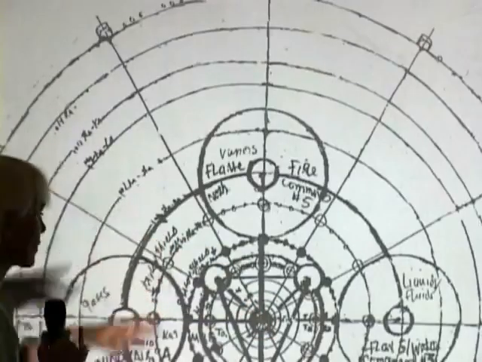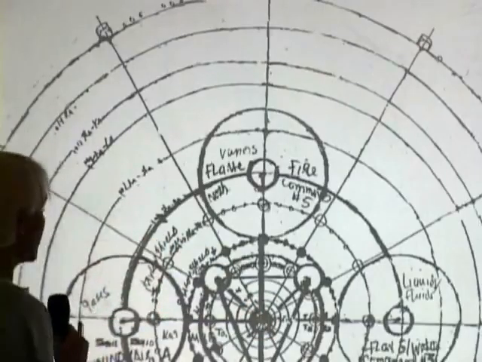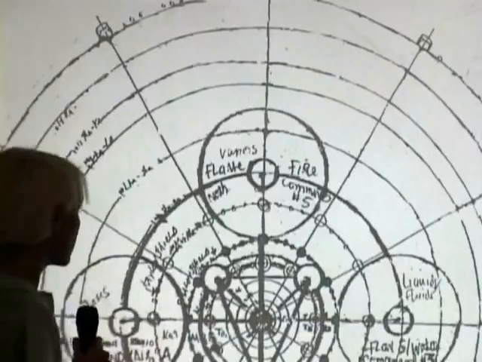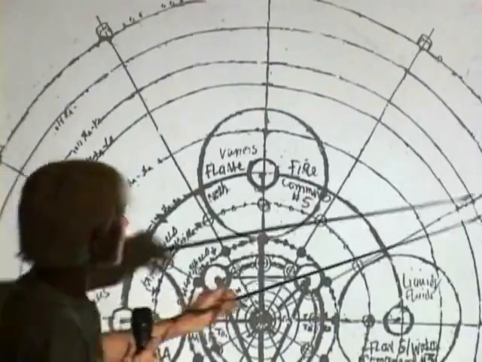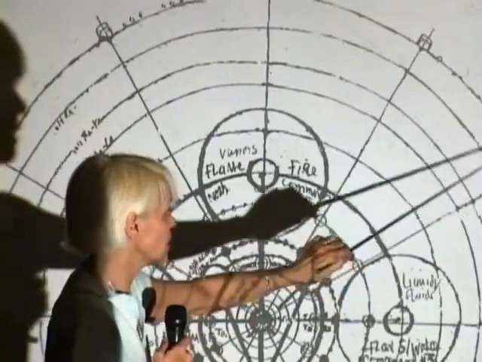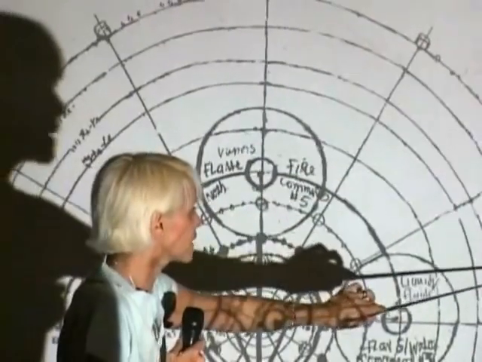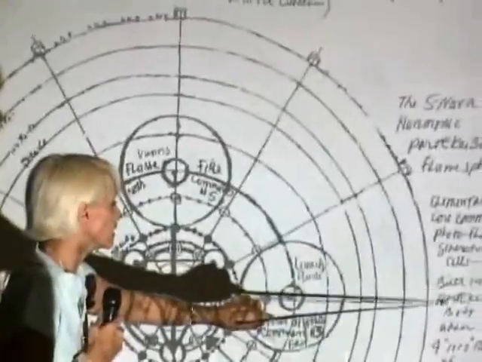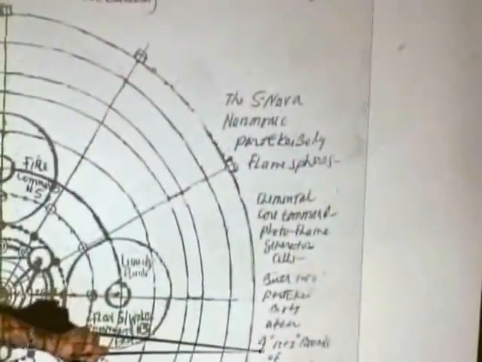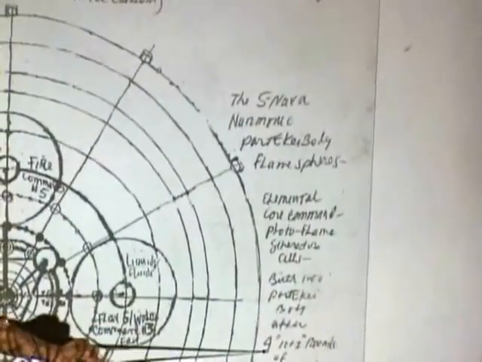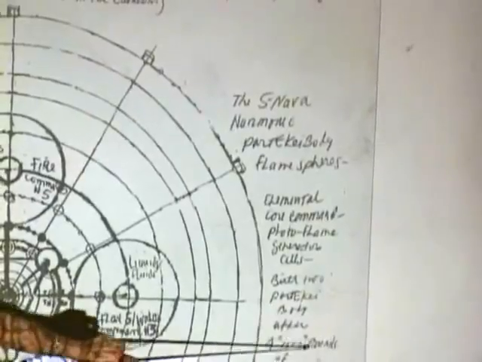And what bursts out first after that is the first four. They're called the harmonic Partiki body flame spheres, or the 5 Nava, the elemental core command photo flame generator cells. They birth into the Partiki body after, here we go, this is after 4 12+1 rounds.